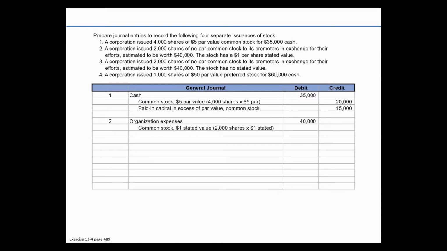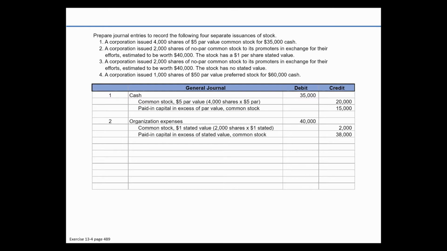And then we would have to credit the common stock, which is a $1 stated value, for $2,000. And again, we figure that out by taking the number of shares multiplied by the stated value. And then we would also credit the paid-in capital in excess of stated value common stock, $38,000. So again, you take 40,000 minus 2,000 from it, and you get 38,000.